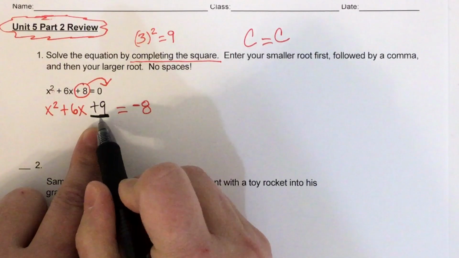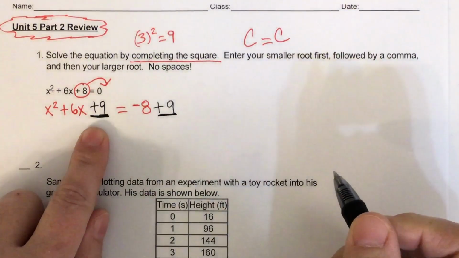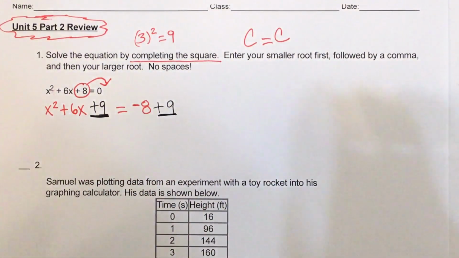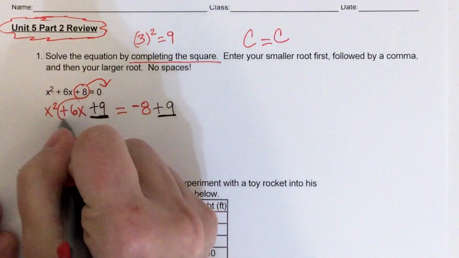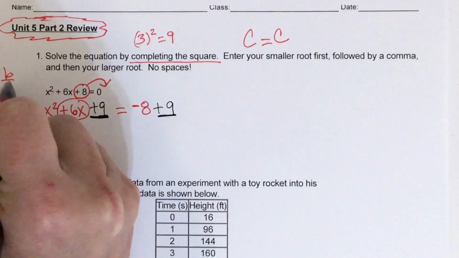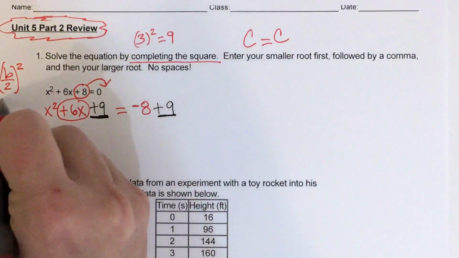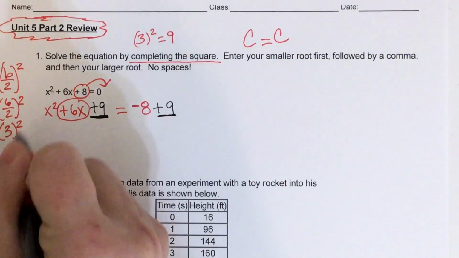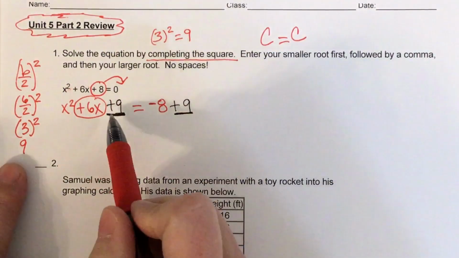And if I add 9 to the left side, I have to add 9 to the right side. Because to keep your equation in balance, what you do to one side, you have to do to the other. So to figure this number out, you just take half of this middle number and square it. Or if you were taught the formula b divided by 2 squared, it's the same thing. Your b is 6. 6 divided by 2 is 3. And 3 squared is 9. So 9 is what we're adding to both sides.